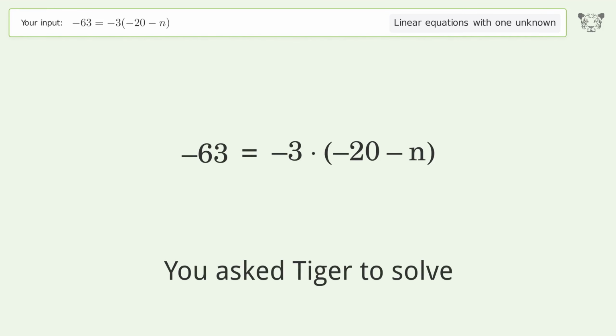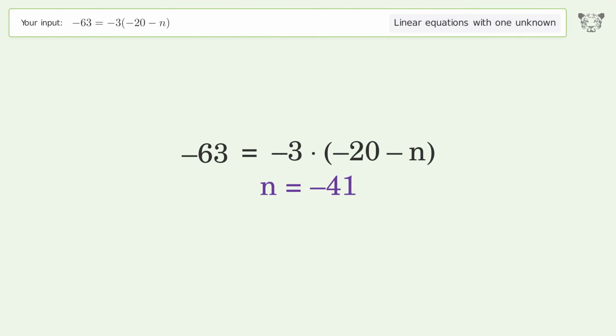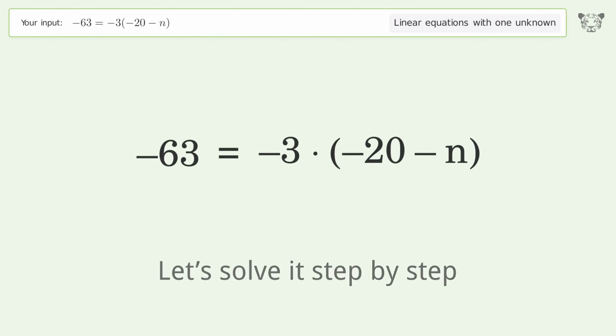You ask Tiger to solve. This deals with linear equations with one unknown. The final result is n equals -41. Let's solve it step by step.